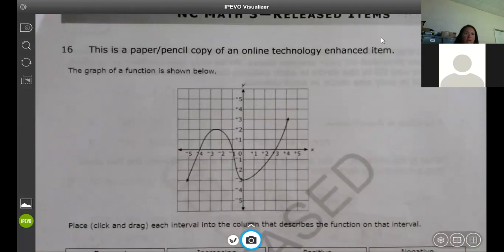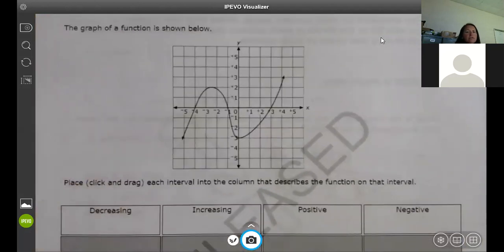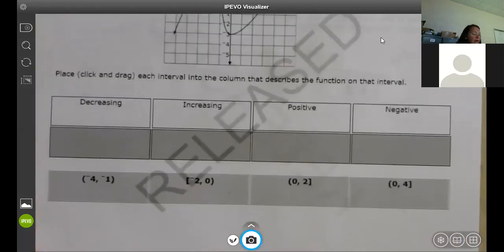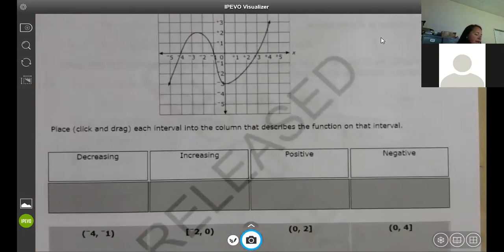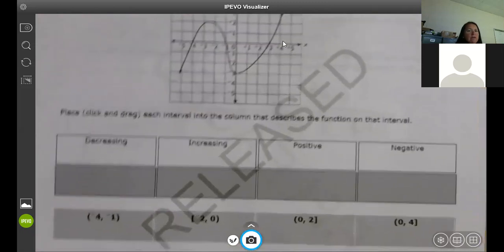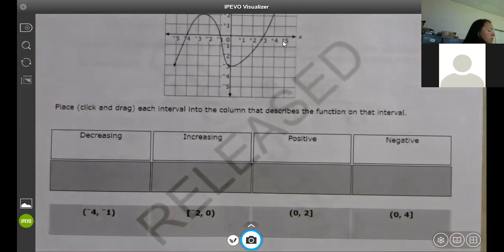So number 16 is a drag and drop. So you match it, you would drag this to wherever it needs to go. So what I would start with, it says, please click and drag each interval into the column that describes the function on that interval. So we have decreasing, increasing, positive, and negative. And if we look, all I'm going to do to begin with is just highlight these intervals for you.